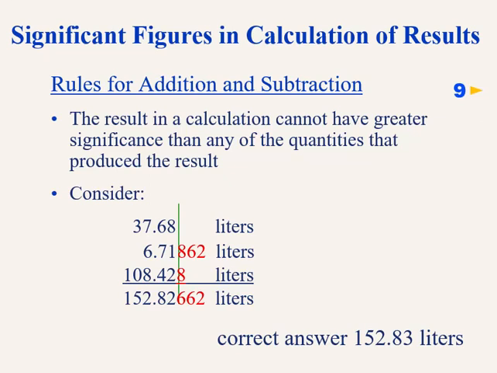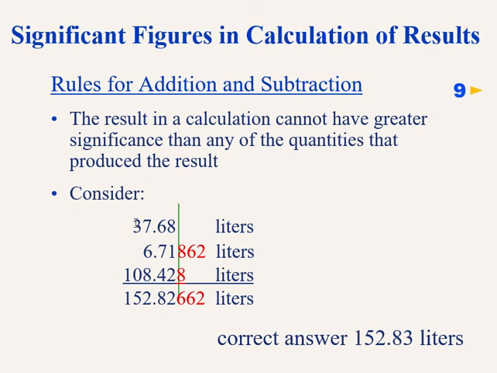Now, what's the rule for addition and subtraction? In the case of addition and subtraction, the rule is that the result in a calculation cannot have greater significance than any of the quantities that produce the result, whatever that means. Well, let's look at the example here and we will understand what it means.